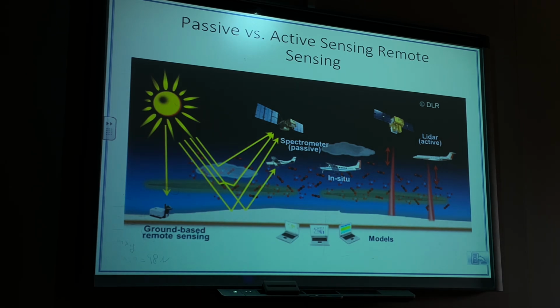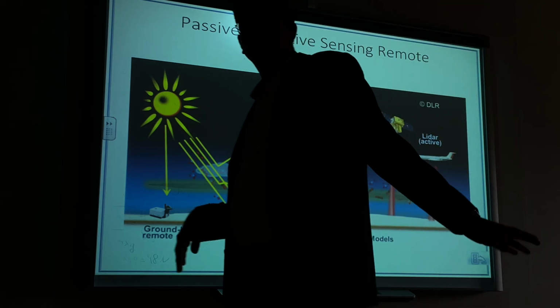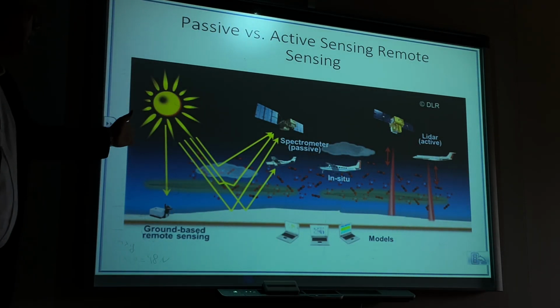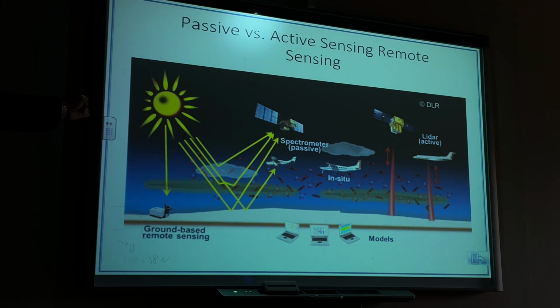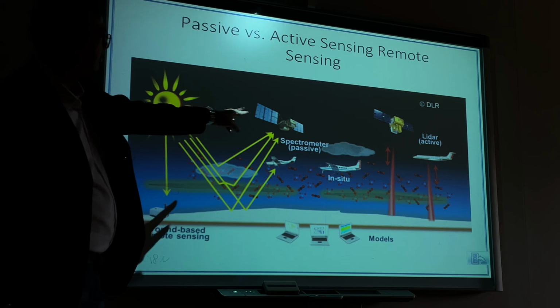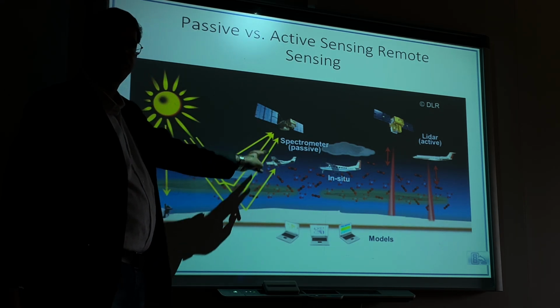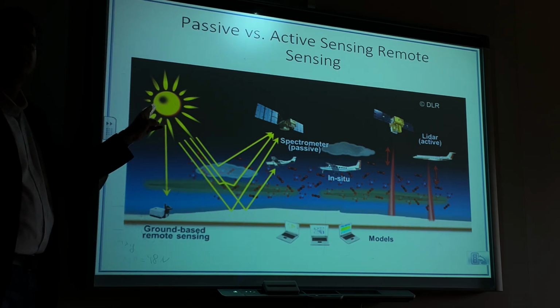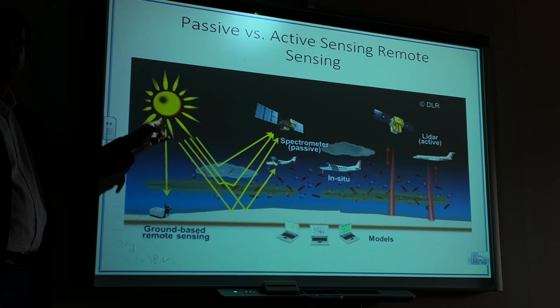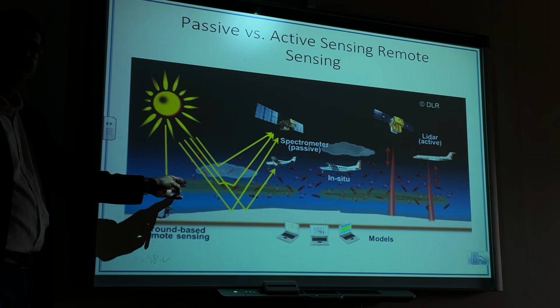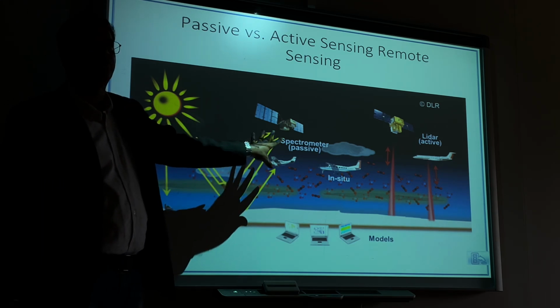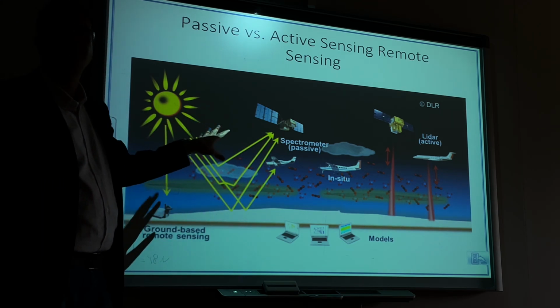Then coming to passive versus active remote sensing, you already have some idea about this. What is the image on the left showing? Is it showing active remote sensing or passive? This one is passive. Why? Because you have a sensor here, and this sensor does not have its own source of electromagnetic radiation. It depends on the electromagnetic radiation coming from the sun. So this kind of remote sensing is called passive remote sensing.